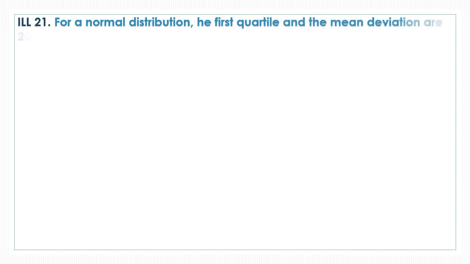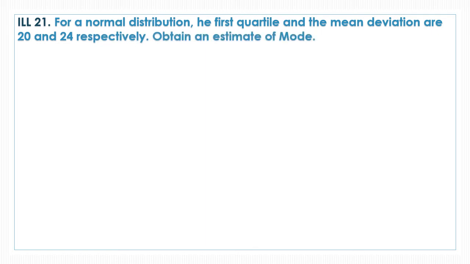Illustration 21. For a normal distribution, the first quartile and the mean deviation are 20 and 24 respectively. So the first quartile Q1 is 20 and MD, mean deviation, is 24. We have to estimate mode. Okay, let's see here how we can do this.